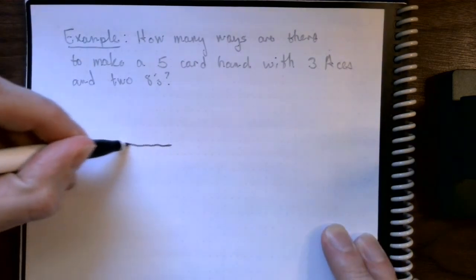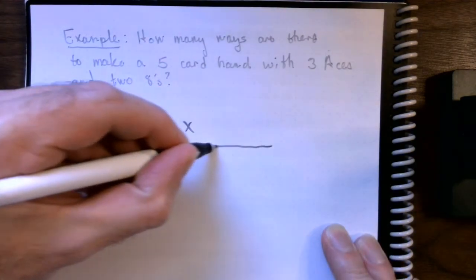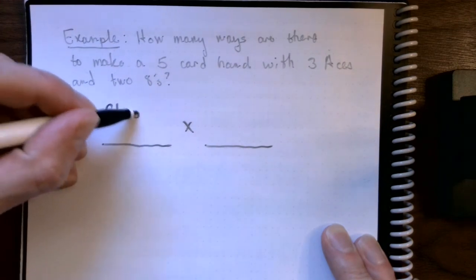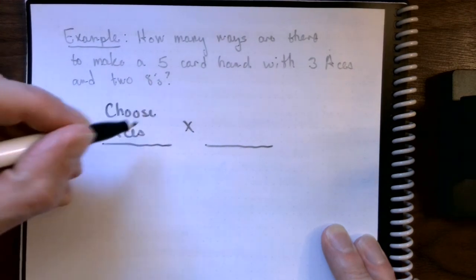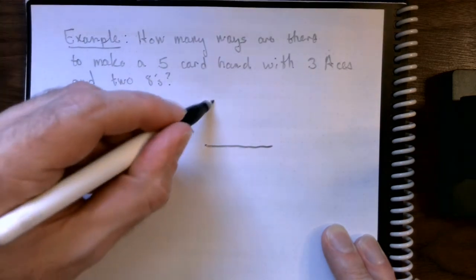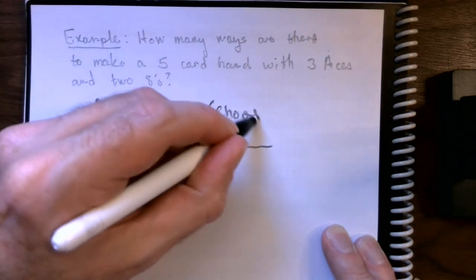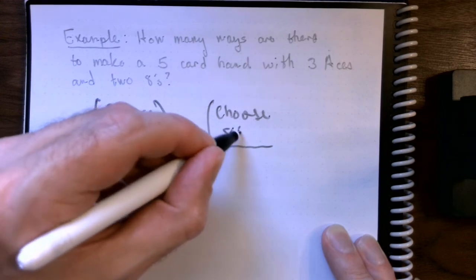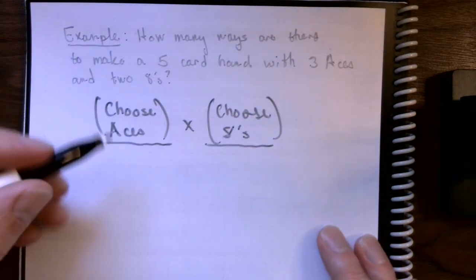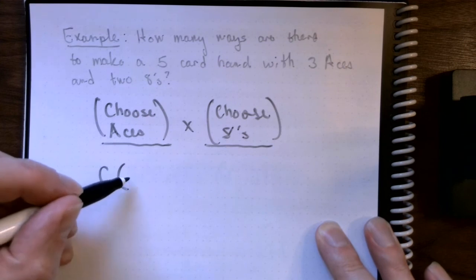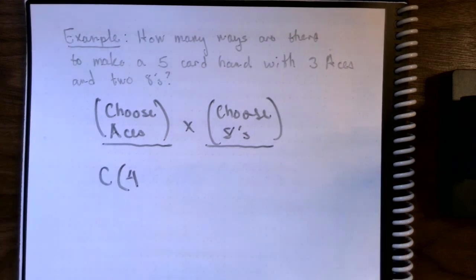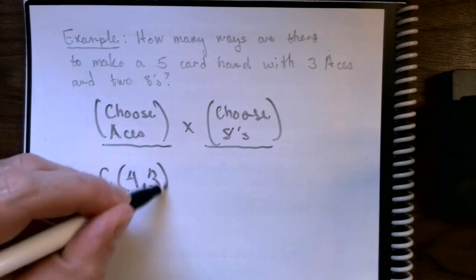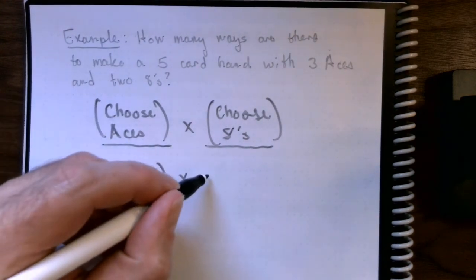Well, it's actually very similar to the last problem. We're going to break this up into 2 stages. First stage is going to be choose those aces. And then we're going to say choose those eights. Now, there are 4 aces in the deck. You have the ace of hearts, the ace of diamonds, the ace of spades, and the ace of clubs. So you have 4 things to choose from. You're going to pick 3. That's choosing the aces. That's the first stage.